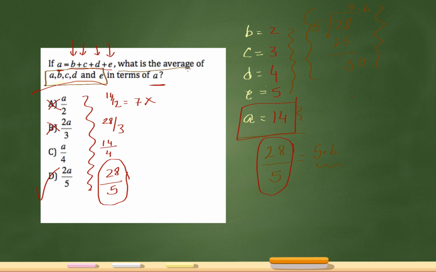So on a scale of 1 to 5, I'd say this is definitely a level 4. But by plugging in numbers, you make this problem a lot easier. Best way to do this problem, I think, is plugging in numbers. Which makes my answer D, 28 over 5.